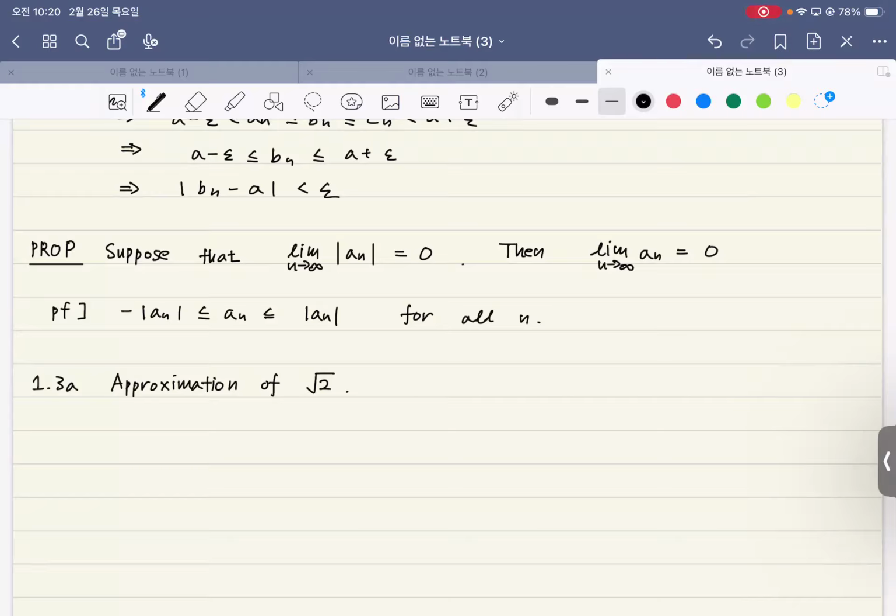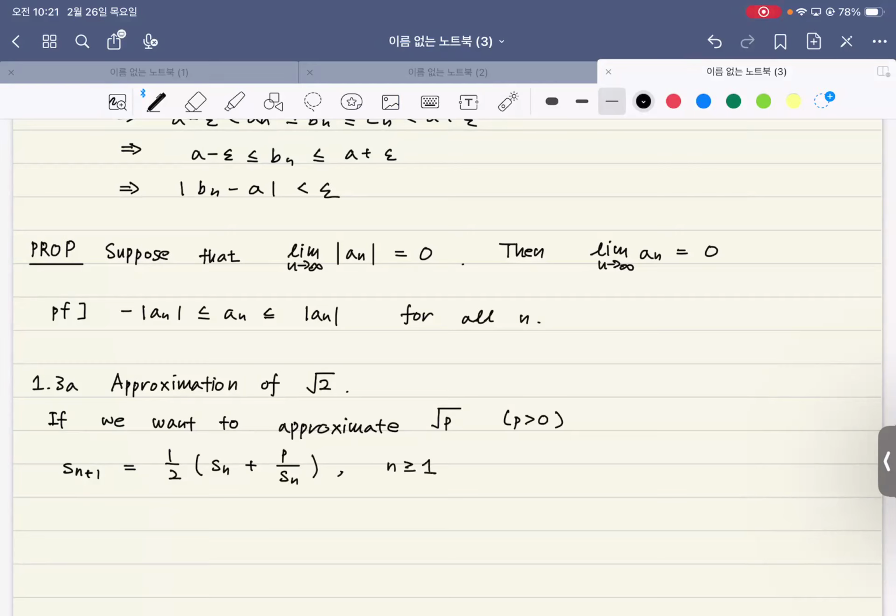I will rephrase her idea into a recursive relation of the sequences. Suppose that we want to approximate square root of 2. Not just 2, but square root of any positive integer, p. If we want to approximate square root of p, and p is obviously a positive number, then Sn plus 1 is the average between Sn and p over Sn. This is what we call the recursive relation of the sequence, or 점화식, right? If you remember correctly in Korean.